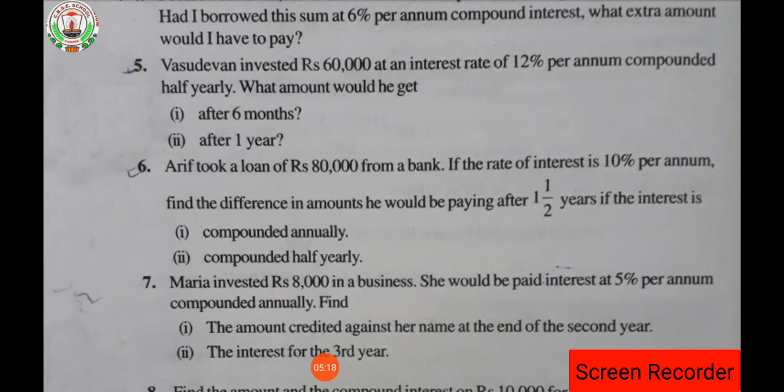If the interest is compounded half yearly and compounded annually, that means again two conditions are given, for annually as well as for half yearly. We have to find and show it.